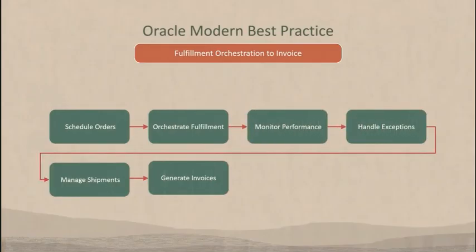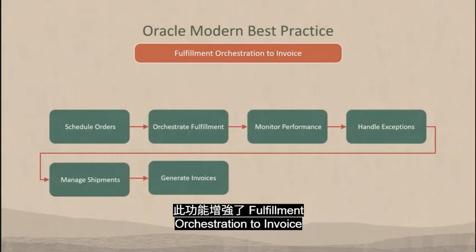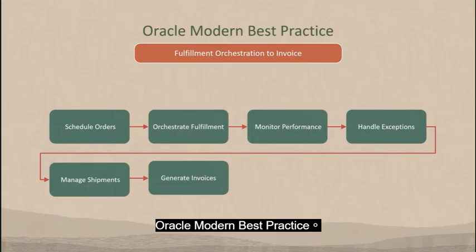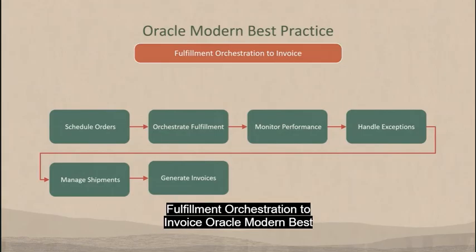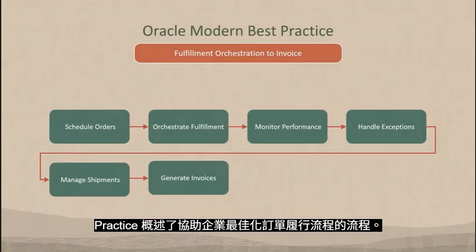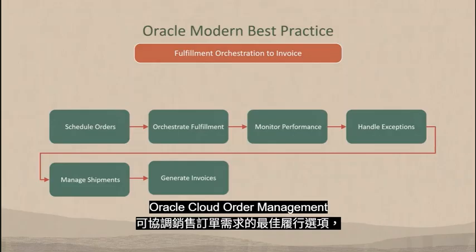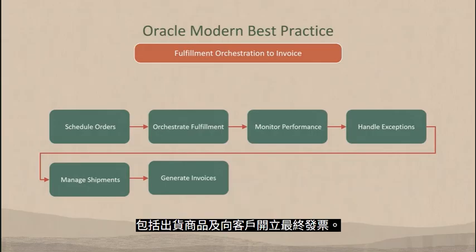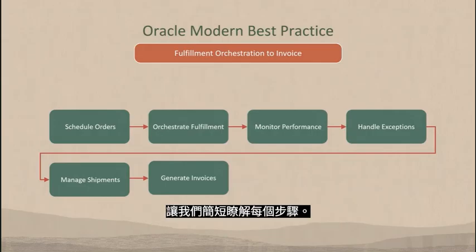This feature enhances fulfillment orchestration to invoice, Oracle Modern Best Practice. Fulfillment orchestration to invoice, Oracle Modern Best Practice, outlines the process that helps enterprises optimize their order fulfillment process. Oracle Cloud Order Management orchestrates the best fulfillment options for sales order demands, including shipment of goods and final invoicing to the customer. Let us get a brief overview of each step.